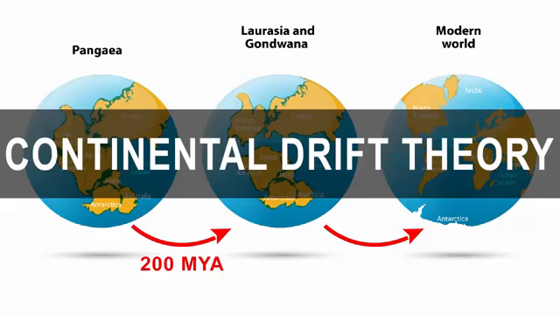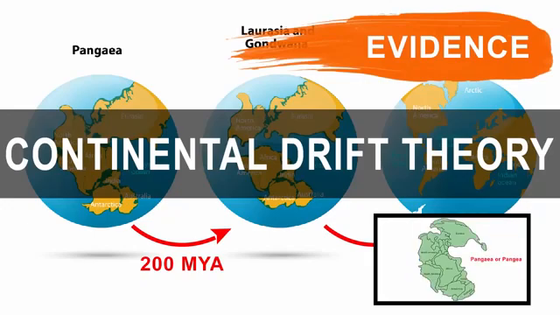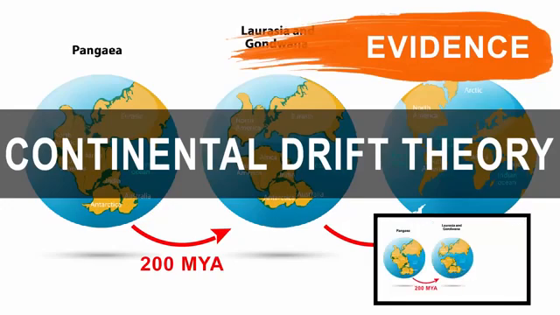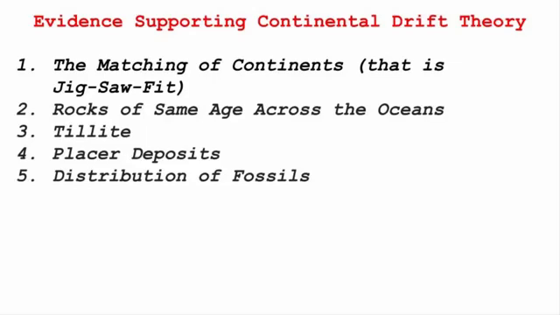In this video, we're going to look at what the evidence is that supports the continental drift theory. In case you haven't watched the video on the continental drift theory, please do so. The link is in the description and you'll get some context as to what we are going to talk about in this video. So in total, there are 5 points that provide strong evidence that the continental drift theory is real.